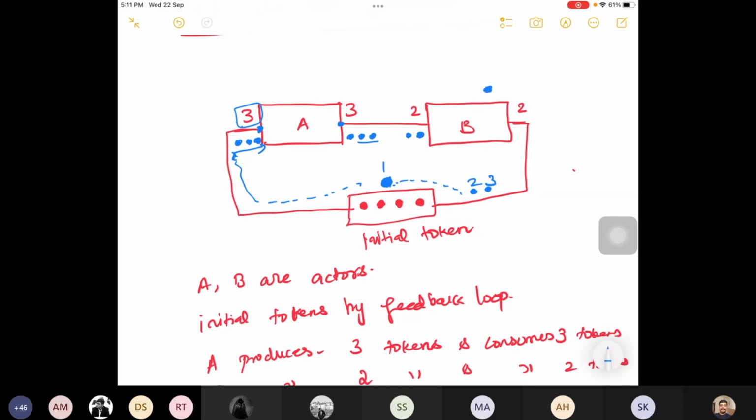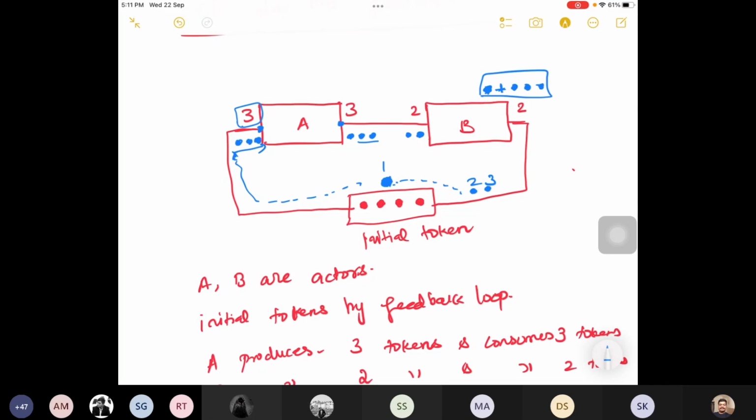Already we have this one in the buffer, plus 3 tokens, 1, 2, 3. In the earlier iteration only 2 tokens were consumed and 1 token was left as it is. So now we have 4 tokens at B: 1, 2, 3, 4.